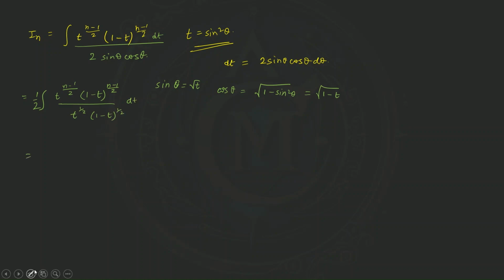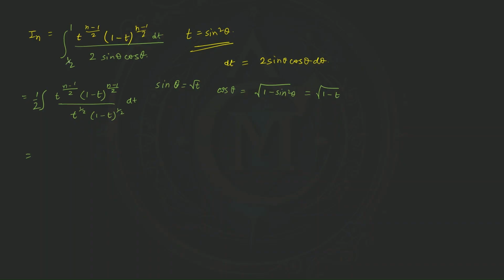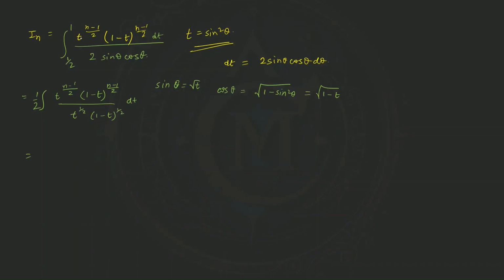So the limits will be from what to what? It will be half to 1, right? Because when theta is pi by 4, t is sine square pi by 4, which is half, and when theta is pi by 2, sine square theta is 1. So this limit will be half to 1.